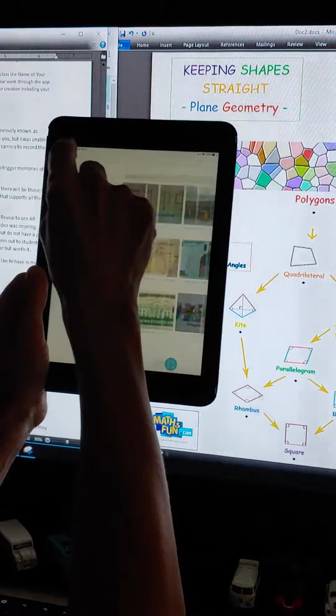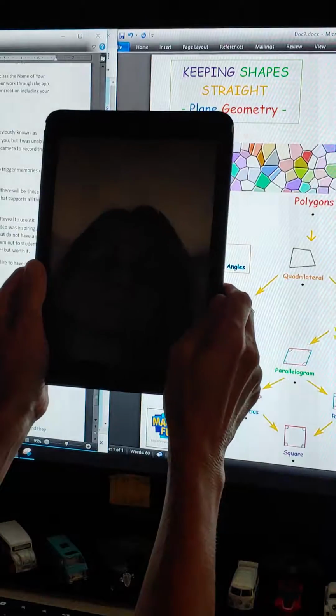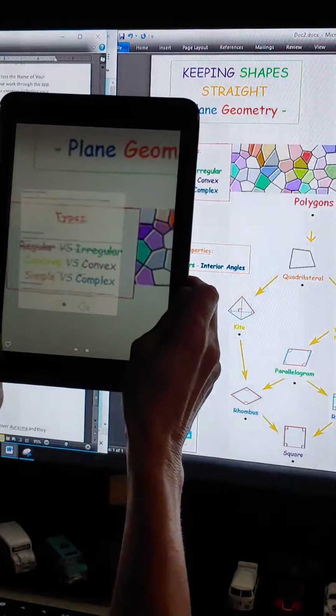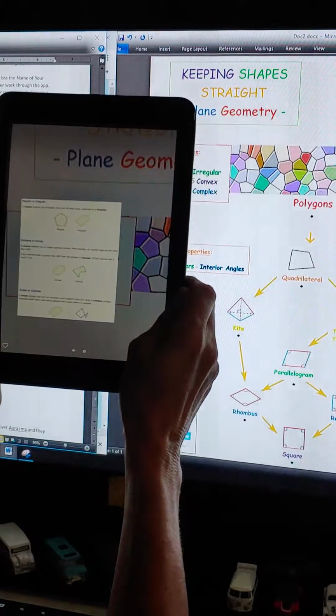And that is technology. Oops. Let me go back. Done. Scan. And go back into the types. So there are different types, and it gives definitions with examples.